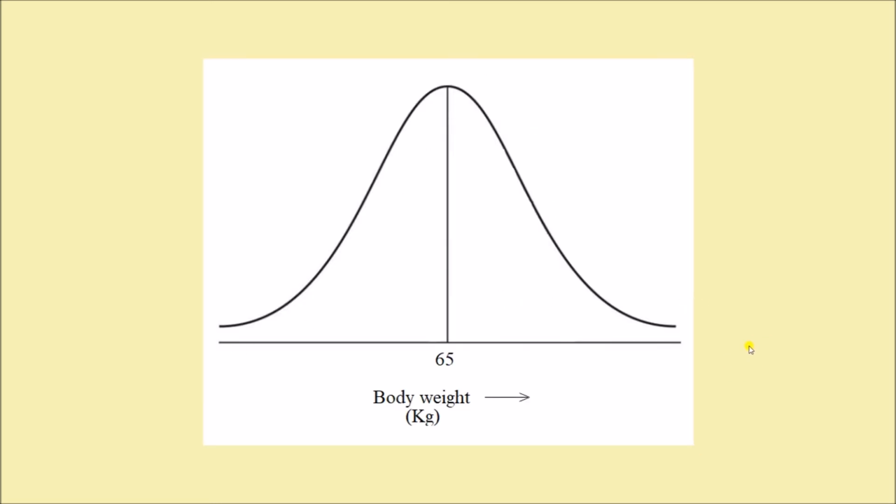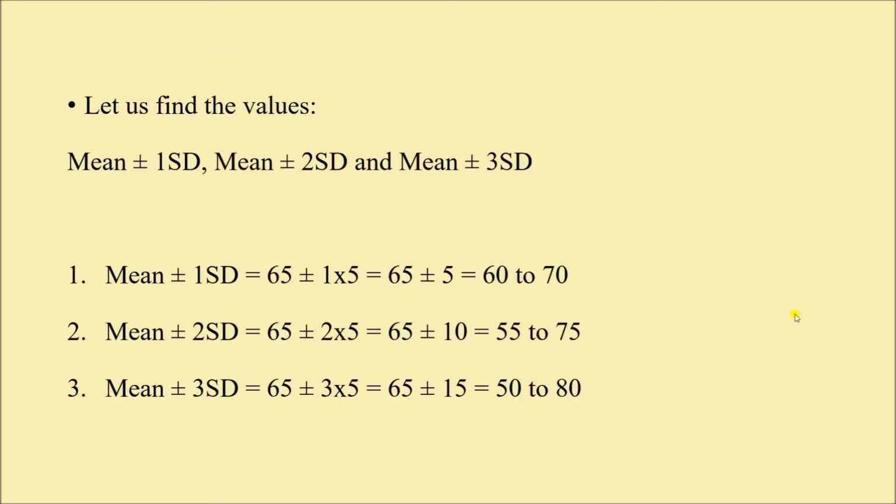This is what the normal curve should look like. On the x-axis we have body weight in kilograms. The mean value is 65, that is why it is in the centermost part of the normal curve. The area under the curve is shown in sky blue color. Next we have to find particular values, that is mean plus minus 1 standard deviation, mean plus minus 2 standard deviation and mean plus minus 3 standard deviation. So let us find these values. Mean plus minus 1 standard deviation: mean is 65, standard deviation is 5, so 5 on either side. So 65 plus minus 5, that is 60 to 70.